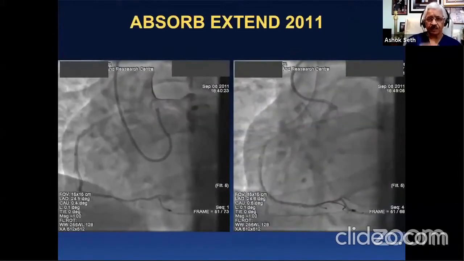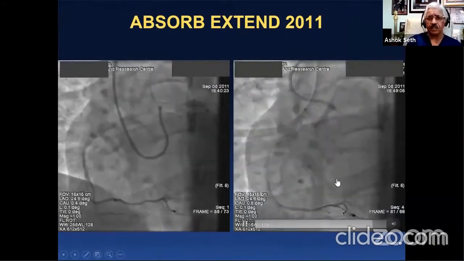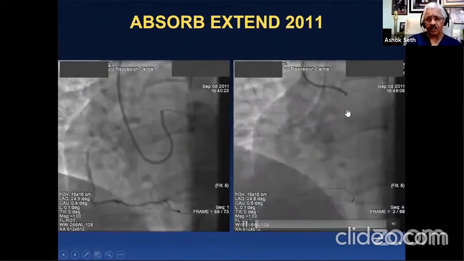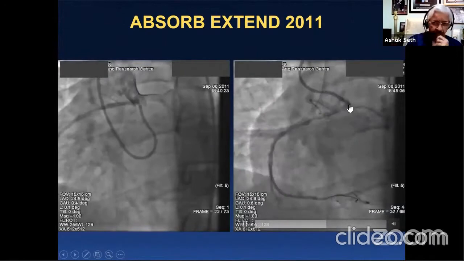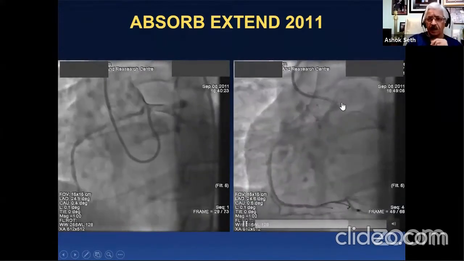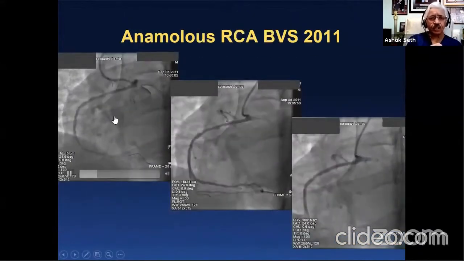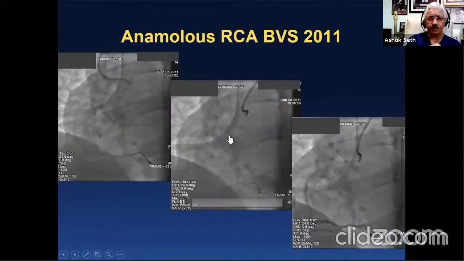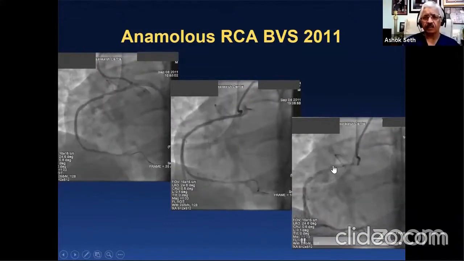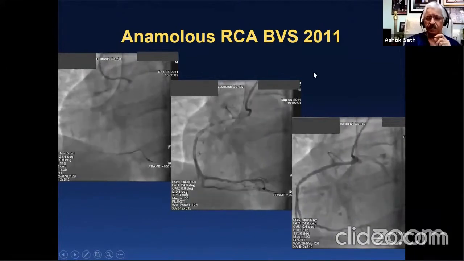This is an interesting case of an Absorb EXTEND 2011. Again, anomalous RCA proximal lesion. This is the most difficult to get into, but I actually did manipulate this guiding catheter at that time. I can't remember, but actually got it better aligned. This is an All-Star wire here, got it better aligned, and was able to stent this lesion with a BVS Absorb 3.5 by 18, I think at that time, part of the Absorb EXTEND, and had a great result. And you can see that I've intubated it with an All-Star wire. Perhaps I had modified it at that time.